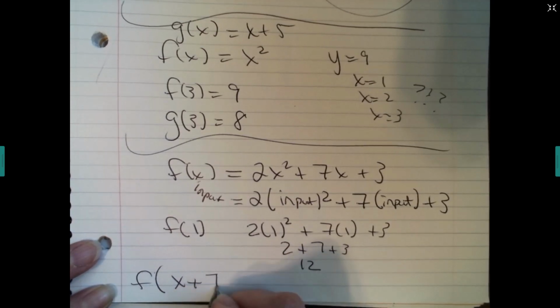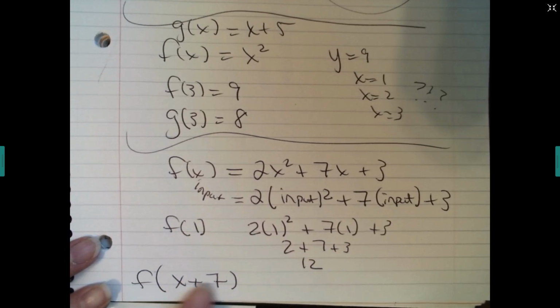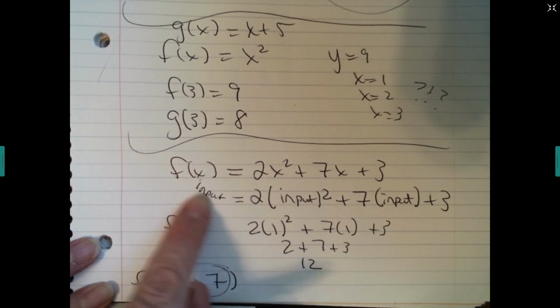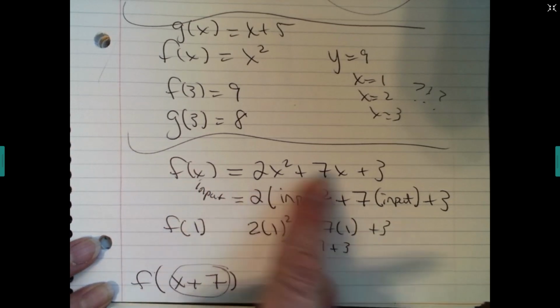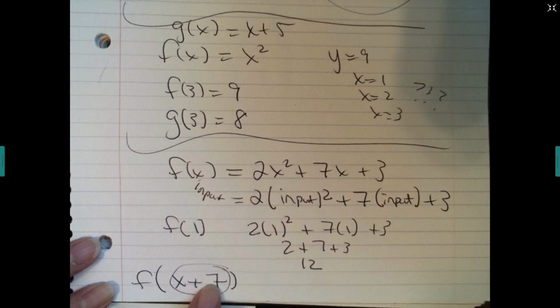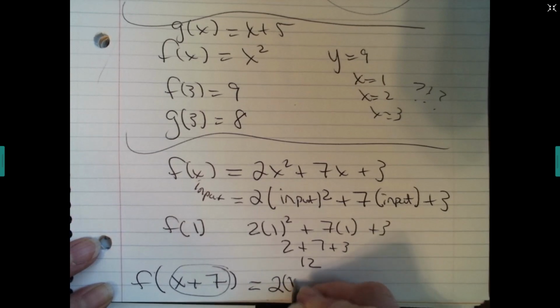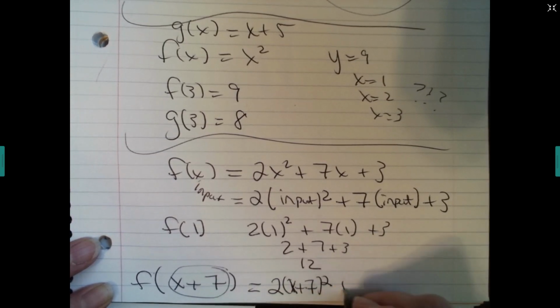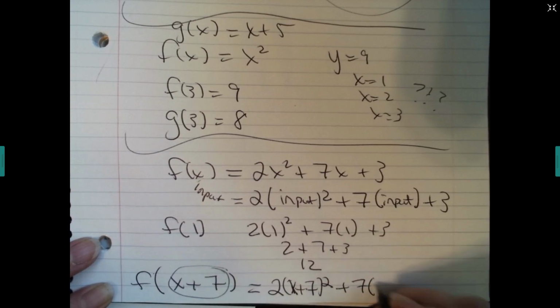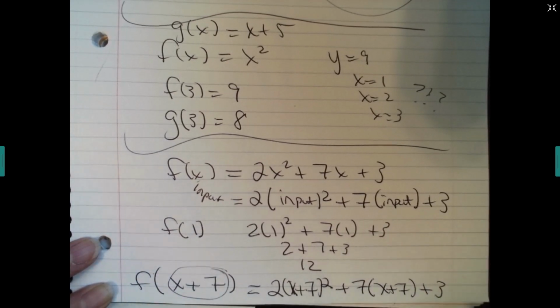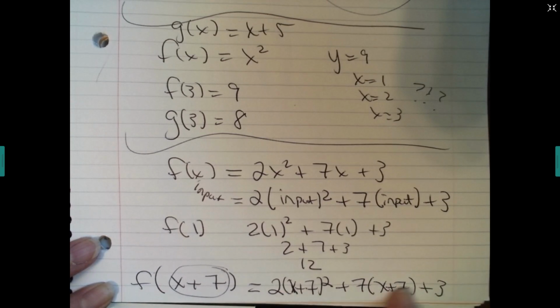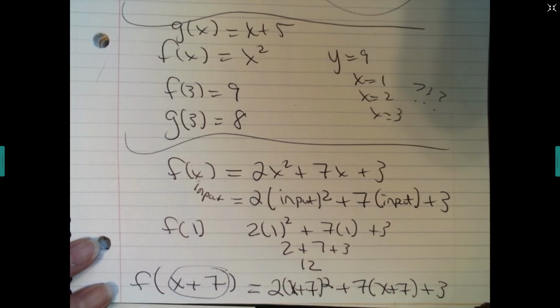So if you're like x plus 7, okay, all of this is your input. So this x is not that x. This x stands for input, all of it. This x stands for input, so does that. So if I give you an input of x plus 7, then you're going to get 2 times your input, which is x plus 7 squared, plus 7 times your input, plus 3. And then you're going to have to multiply this all out to get a pretty answer. Okay, so again, it can be a little bit of work. And we'll try to do one in a second here.